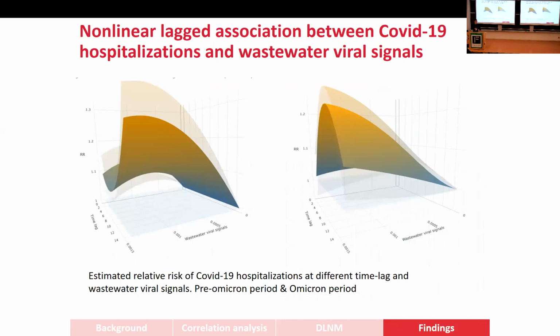So first, the z-axis is the relative risk of hospitalization. We found that when the wastewater viral signal increases, it can be used as a marker of the increase in hospitalization. And also we can see that the first plot, the pre-Omicron period, is pretty different from the Omicron period. The lag association is like the relative risk of hospitalization goes down first and then goes up for the pre-Omicron period. But for the Omicron period, it goes up first and then goes down. And the highest relative risk happens around 8 or 9 time lags.